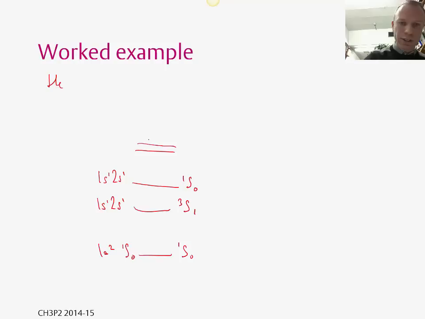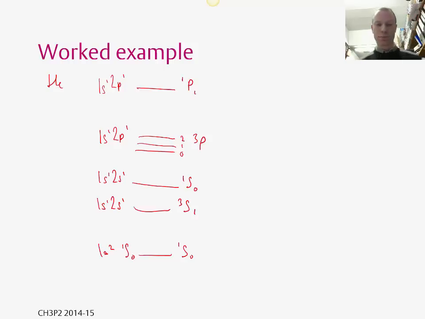Then we've got our 1s1 2p1 states. So these are the triplet P states with J equals 0, 1 and 2. And last, we have our 1s1 2p1 state, giving us a 1P1 term symbol. So now we need to think about between which states we can have transitions.